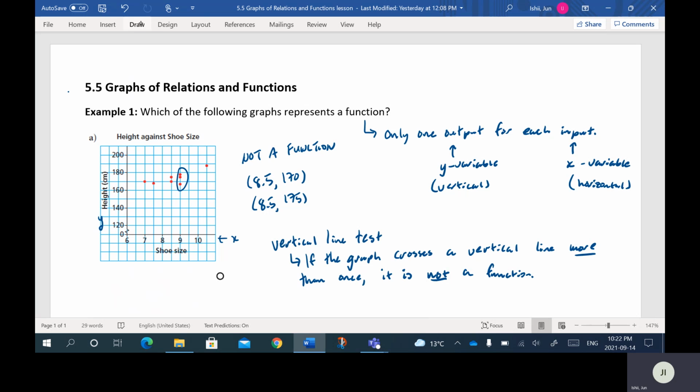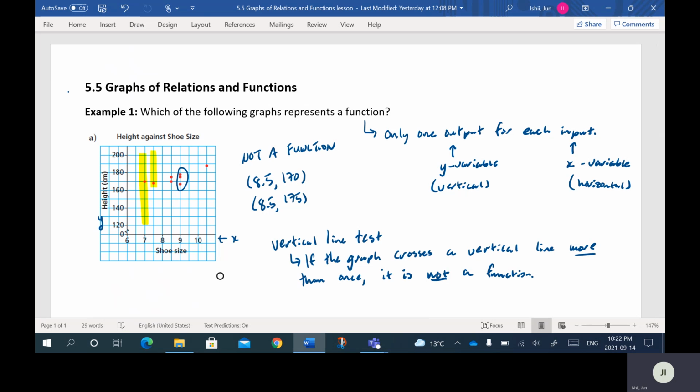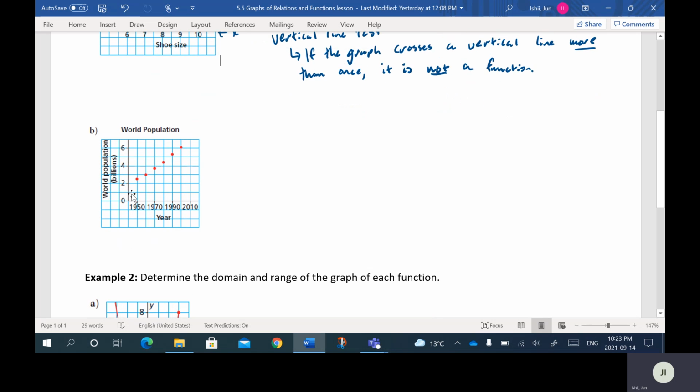If I use a highlighter here and draw a vertical line, this is fine, but right here you can see the vertical line crosses these 2 points, likewise over here. That makes it no longer a function, because we cannot have 2 outputs for the same input. We cannot have 2 different y values for the same x. Let's go on to this graph here. If I drew a vertical line, there's no vertical line I can draw that will cross a point more than once. So therefore, this is a function.